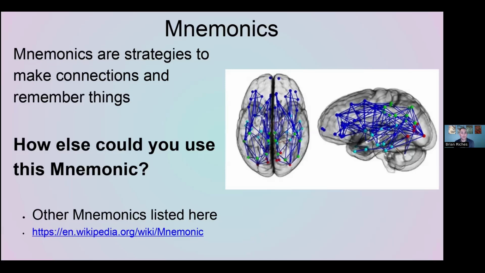Everybody's brain works a little bit different. So yours might not like the method of loci. You might need another one. There are mnemonics designed specifically to help remember faces. There are mnemonics specifically for remembering names. There are mnemonics for how to do math problems. So try out some of these that you think might be useful.